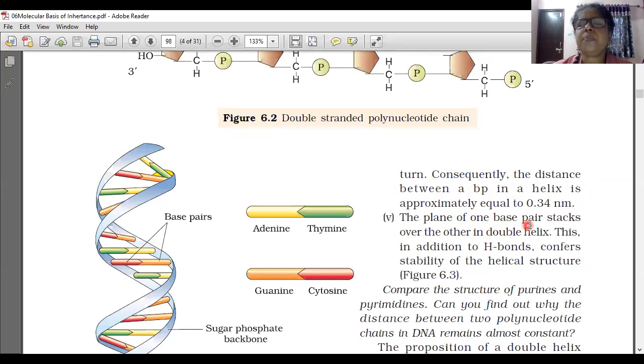The plane of one base pair stacks over the other in the double helix.